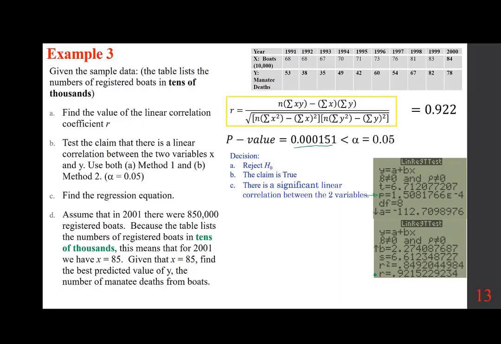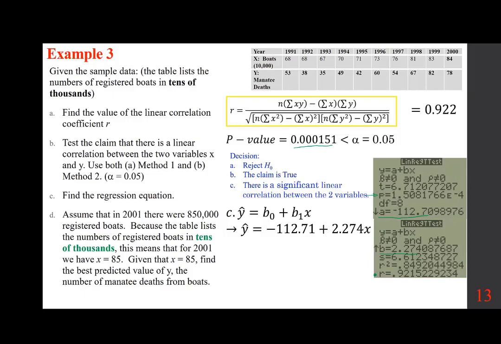Now, so we have that. What about the regression equations? Take a look. A and B are given. Okay, just plug in. A plus bx. So y hat is negative 112.71 plus 2.274 x. We're using the technology.